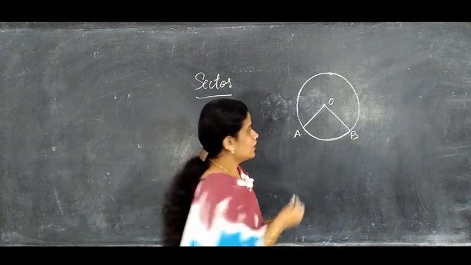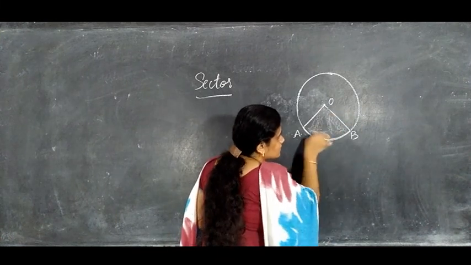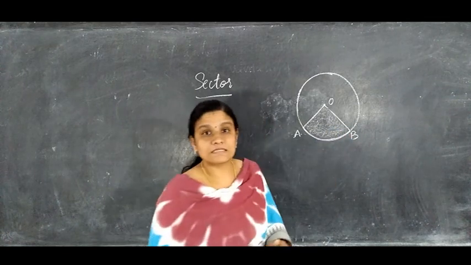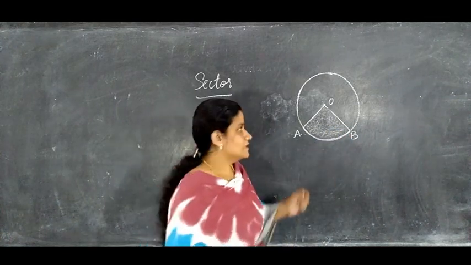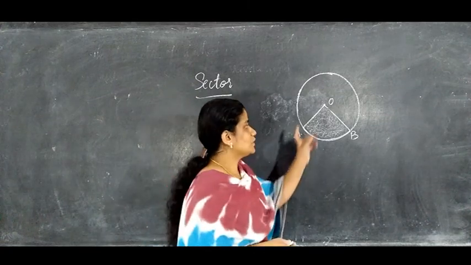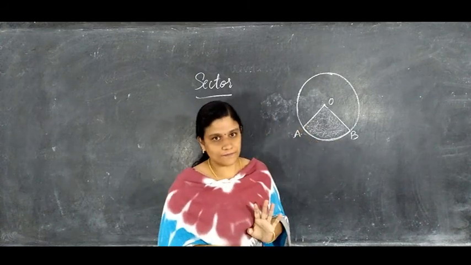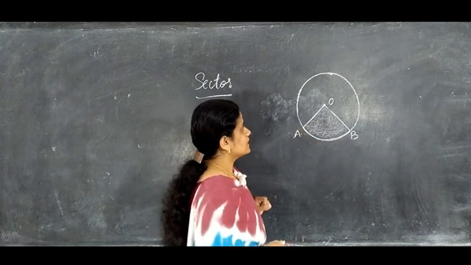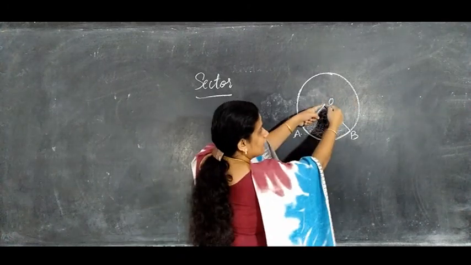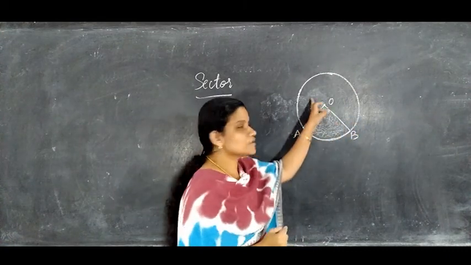Now, there is a region or part of a circular region between this. We will call this a sector. A sector is a part of a circular region between two radii and the corresponding arc. Now, you just see, this is also a part of a region between two radii and the corresponding arc. So, there are two sectors.